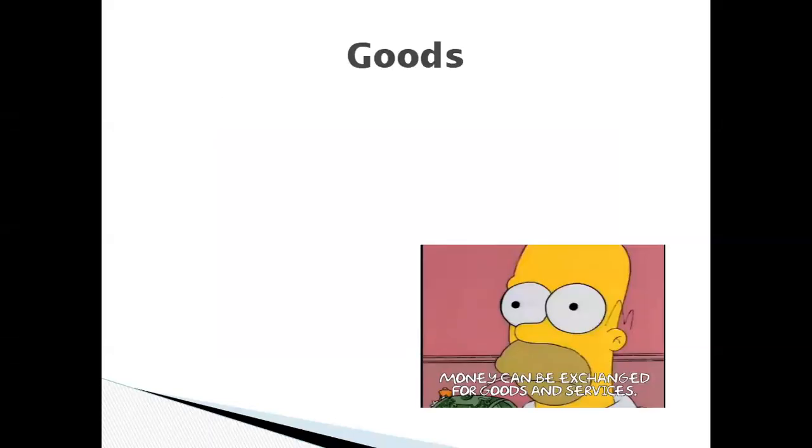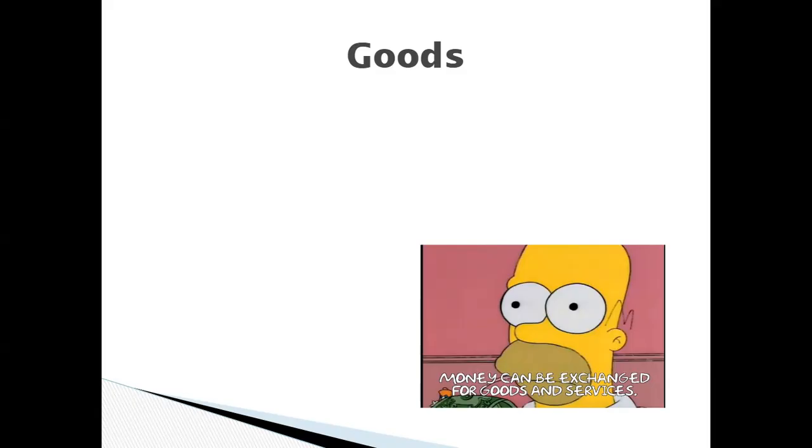Okay, so the first thing we want to talk about is goods. And as you can see, Homer Simpson there is talking about how money can be exchanged for goods and services. Before we get started, Mr. C, how does this link into the previous lesson that we looked at on needs and wants? Where we established what the difference between a need and a want was, and some of those needs and wants will involve goods and services that we would buy. Yep, so the link is that you can fulfill needs and wants by selling goods and providing services to people.